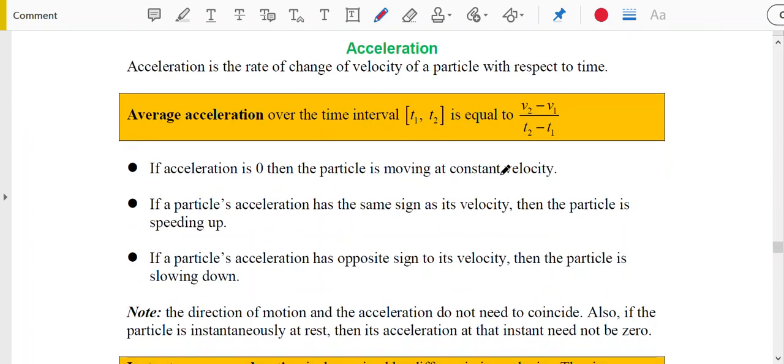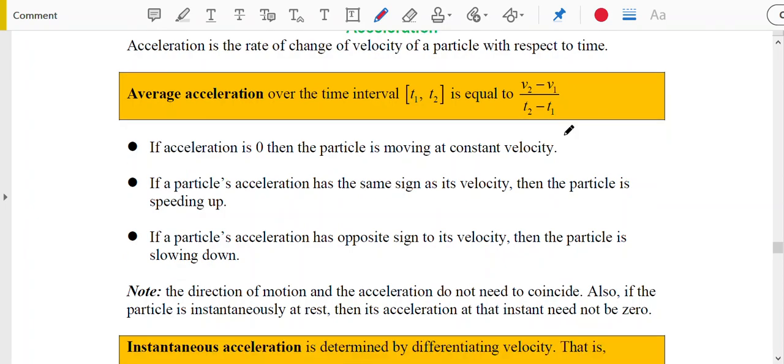And the last definition we need to know is acceleration. So acceleration is the rate of change of velocity of a particle. So that means it's dv dt. The rate of change is a derivative. We could be asked for average acceleration over a particular time interval. So that would just be v2 take v1 divided by t2 take t1.